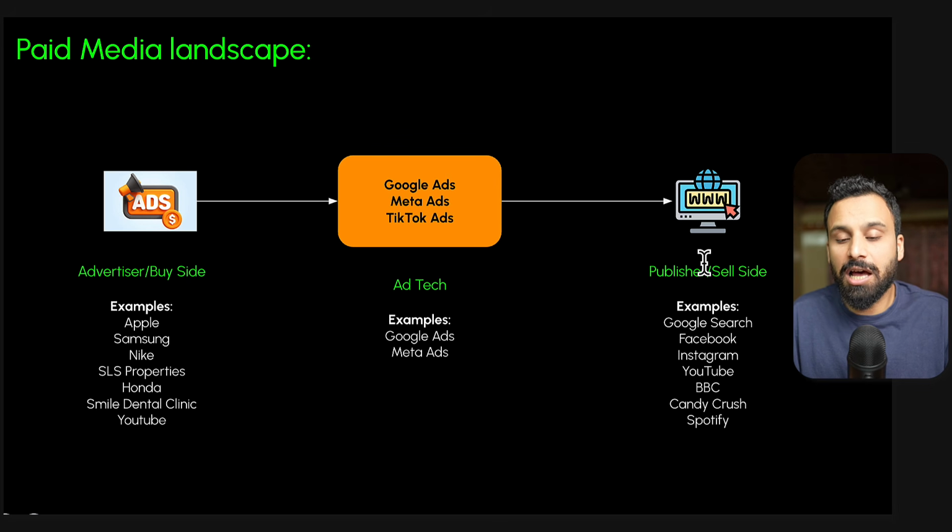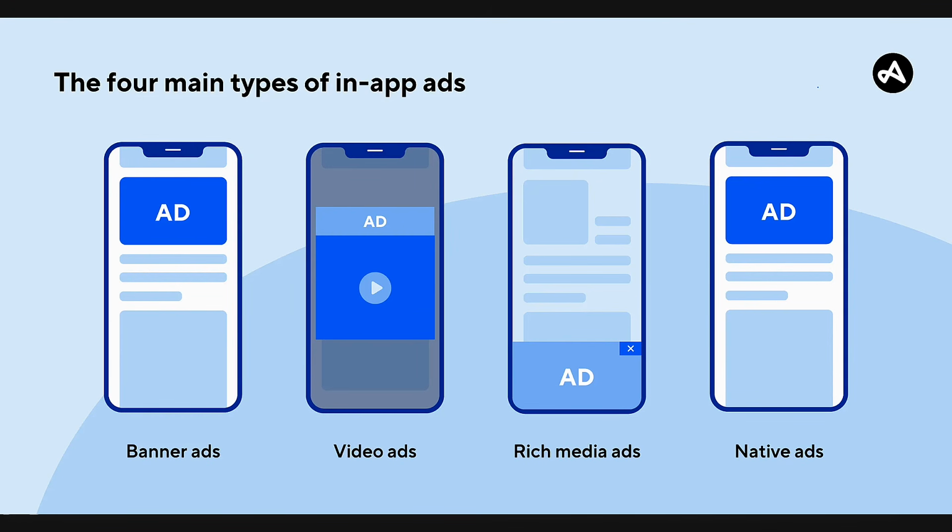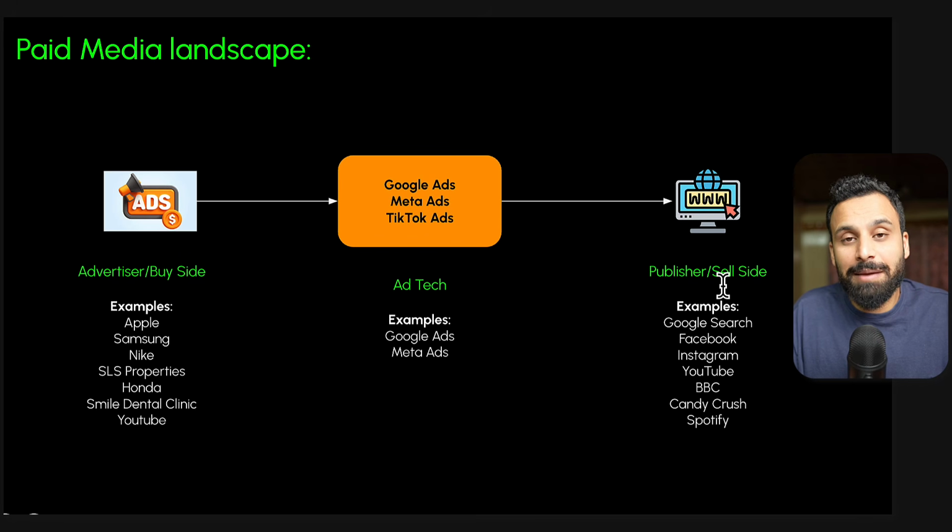On the other hand, there are publishers which basically show these ads. They have ad slots on their websites. For example, if you're playing a game on mobile, and the whole screen is taken over by a particular ad, a video ad or a display ad, that gaming app becomes a publisher because they are showing ads and they get paid for it, and the advertiser is paying them basically.